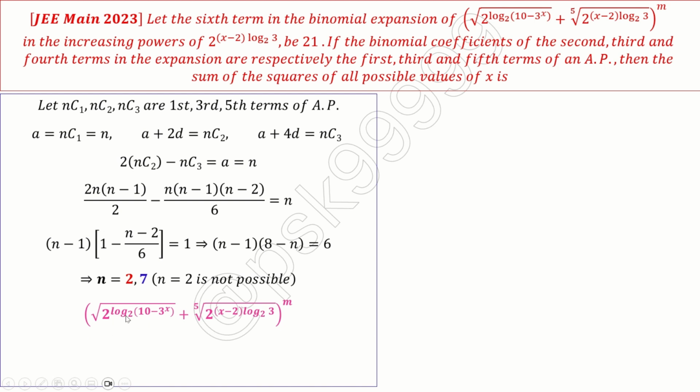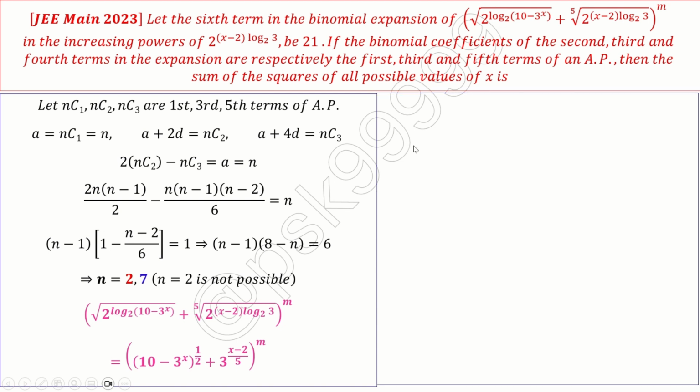Now simplify this one. Here base 2 and here it is base 2, so I can cancel and call this 10 minus 3 to the power of x. Similarly, here I can call this one 3 to the power of x by 2 to the power of x minus 2 by 5. Now if I remove the square root also, this will become 10 minus 3 to the power of x, whole to the power of half, plus 3 to the power of x minus 2 by 5, whole to the power of m. M is nothing but 7 here. We already solved that.